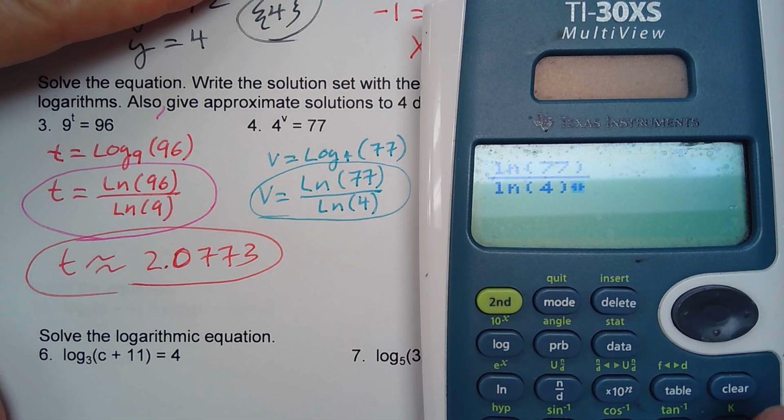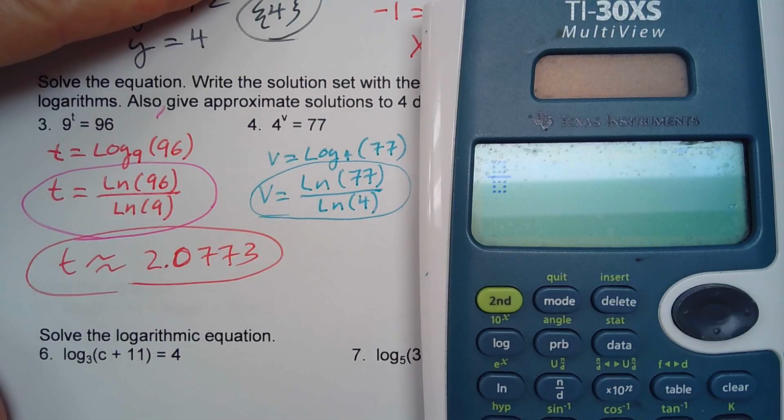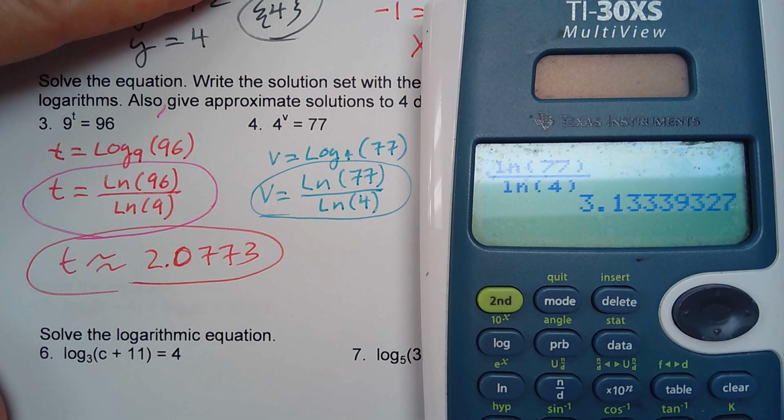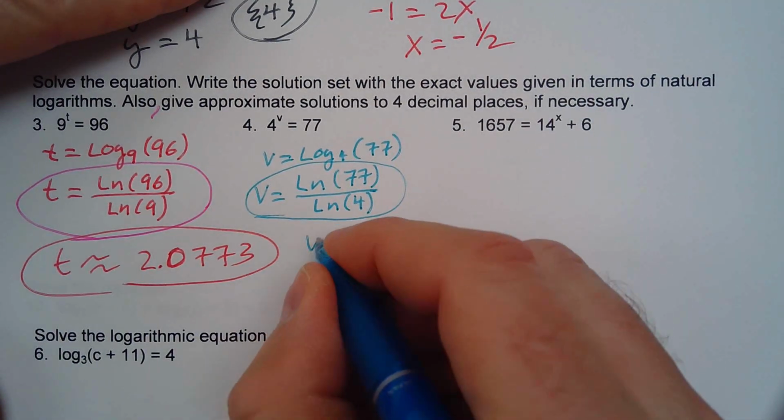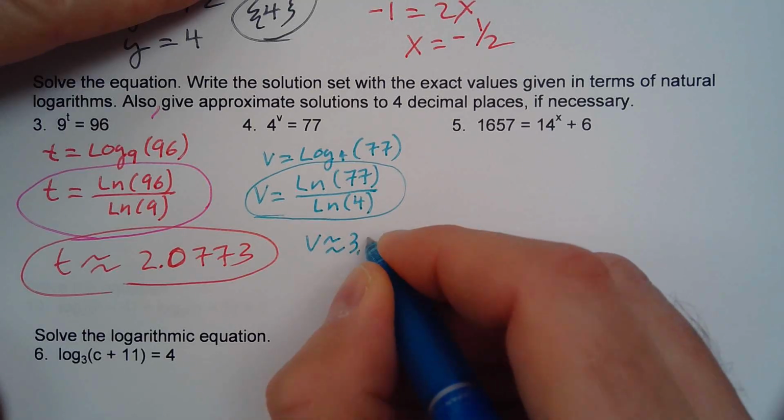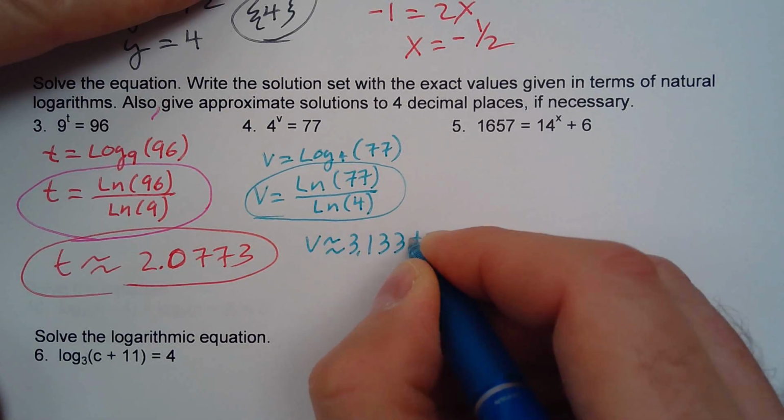Oops. I didn't mean to do that. Let's try that again. Meant to hit the delete key. That's okay. So it's 3.1334. We're going to round that. So V would approximate 3.1334.